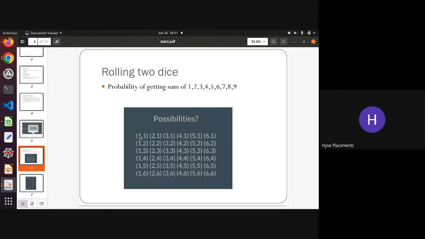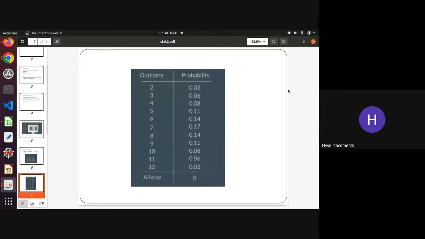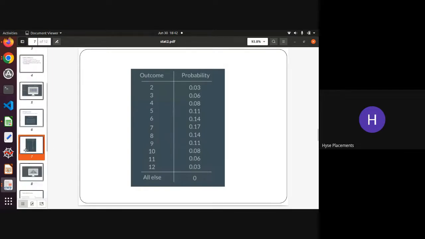If you increase the sum, you'll get this kind of chart. The outcomes are 2, 3, 4, 5, 6, 7, 8, 9, up to 12. All else are 0, so the remaining everything you can't get. So this is the probability. From 2 to 7 the probability is increasing, and after 7 it decreases again. Can you check it? This is a pattern.